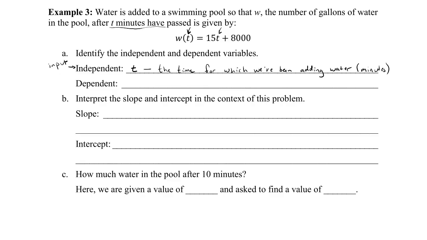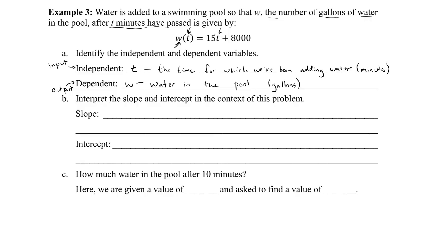Our dependent variable then, so the dependent variable is the output, which will be W in this case. W represents the number of gallons of water in the pool. So W is the water in the pool in gallons. So T, our input, is the time that we've been adding water. W, the output, is the amount of water in the pool.